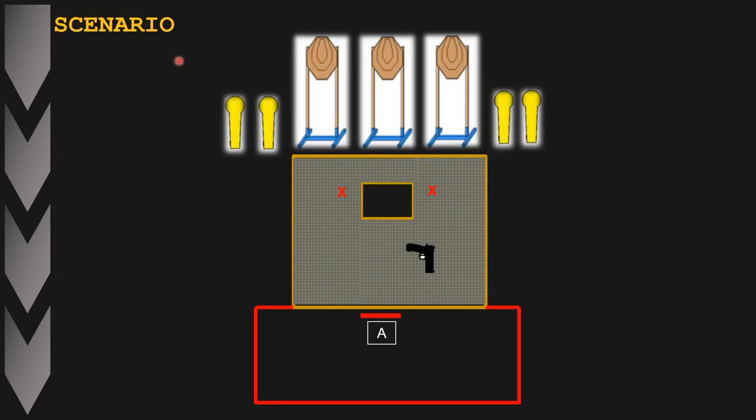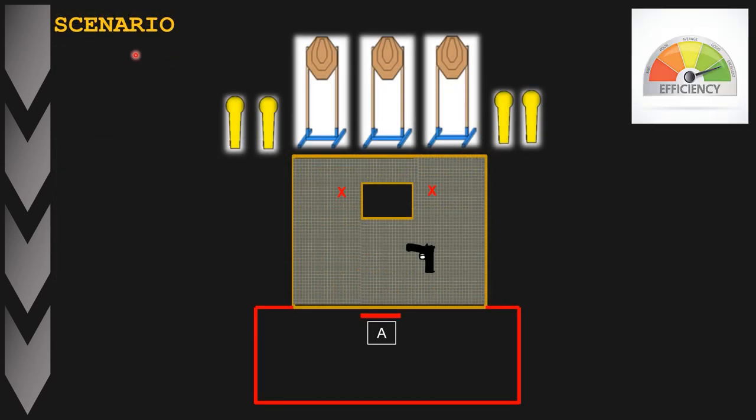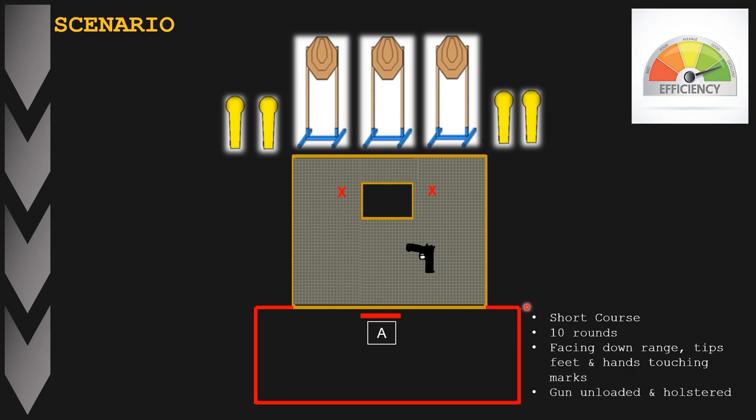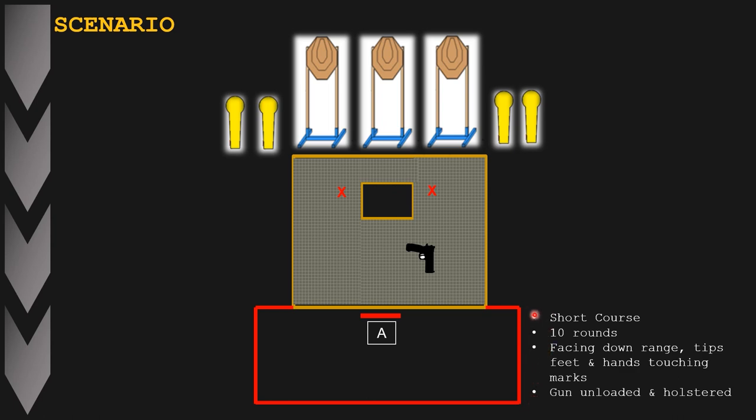To demonstrate and explain the core principle of efficiency, I have set up the following scenario: a short course with a minimum of 10 rounds. We are facing downrange with the tips of our feet touching the mark on the floor and our hands touching the marks on the barricade. The gun condition is unloaded and holstered. We have three paper targets to engage and four poppers in total.